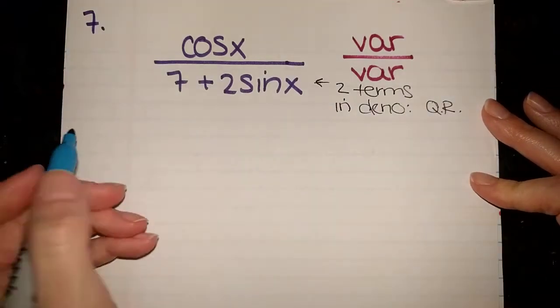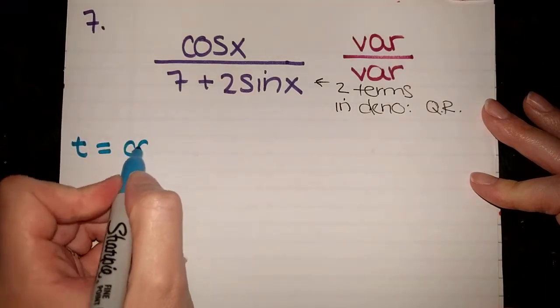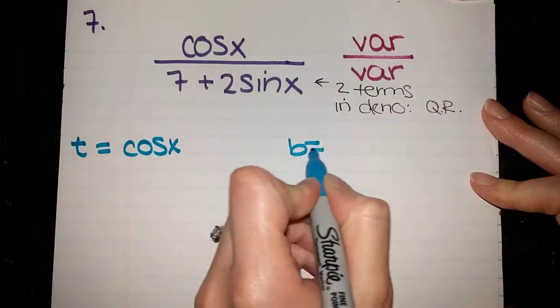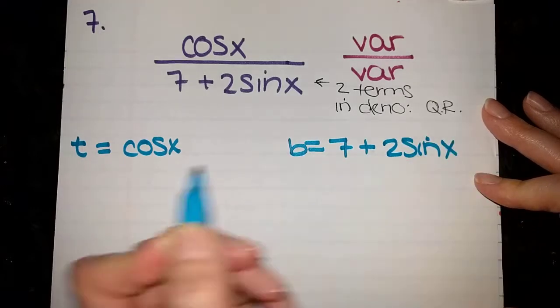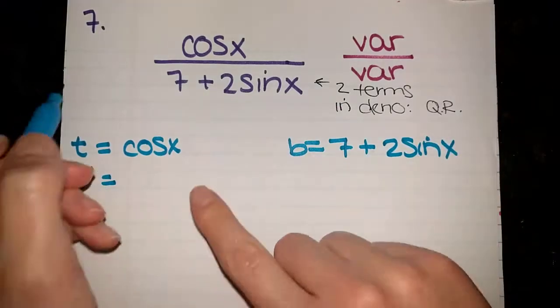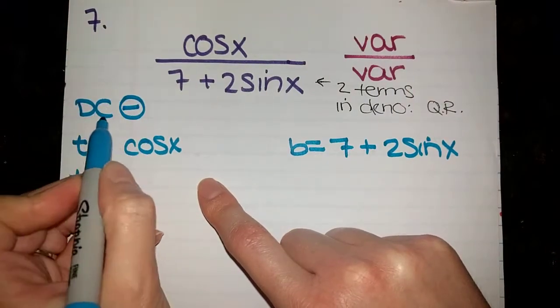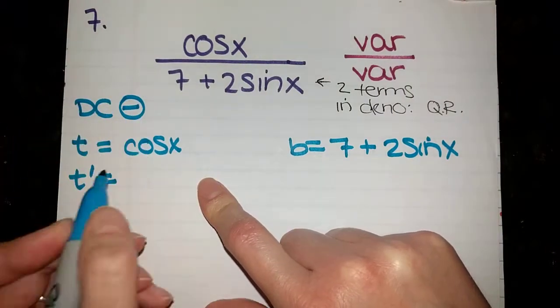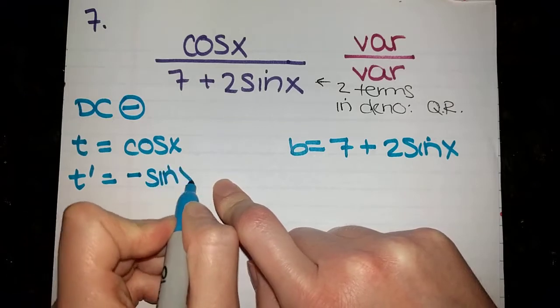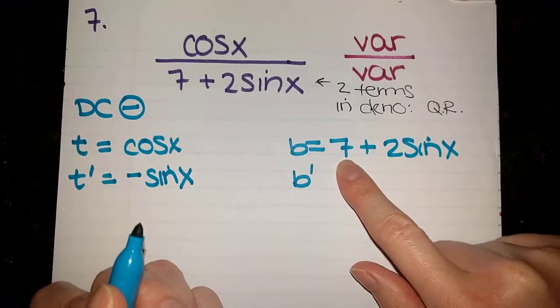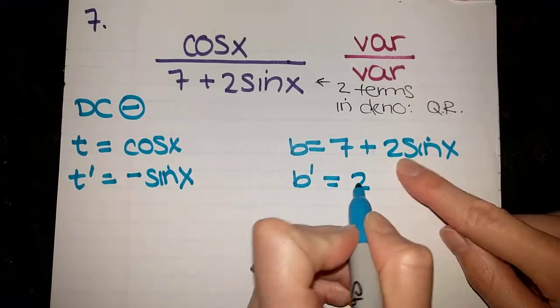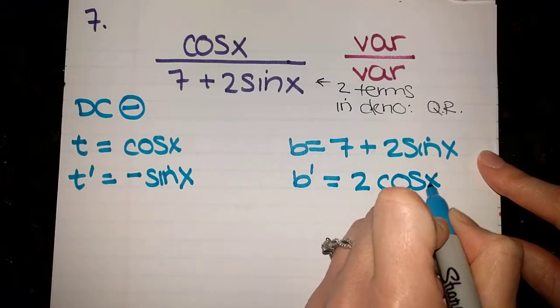So the quotient rule, remember, you have a top function, which in this case would be cosine x, and you have a bottom function, which would be the 7 plus 2 sine x. And then you take their respective derivatives. So remember, co-functions get a negative. If you differentiate a cosine function, you're going to get a negative. So this is going to be negative sine x. And then the bottom function, the 7, is a standalone constant, and then the 2 sine x goes to 2 cosine x.